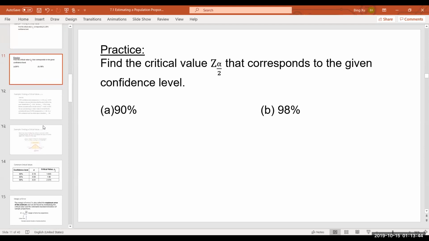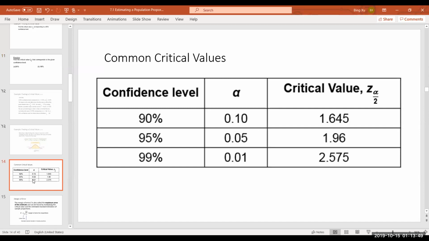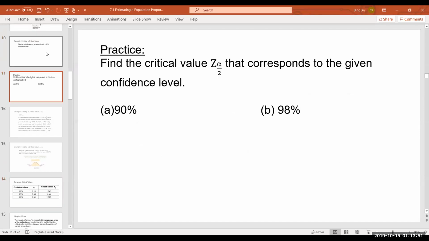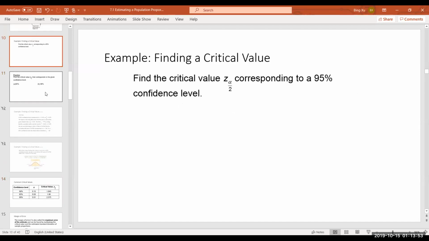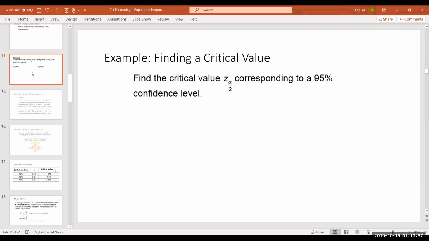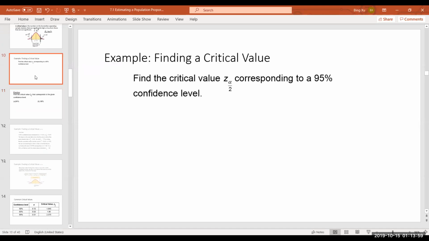So if you use StatCrunch or a calculator, you actually don't need to find the z alpha over 2, the critical value. Did any homework problem ask you to find z alpha over 2? No, not that I could remember.